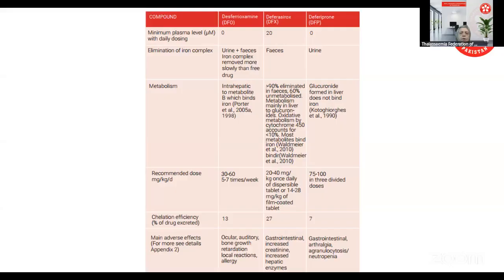Okay. So that was about this, and next slide, please. I must touch the adverse effects, which is actually the last column.